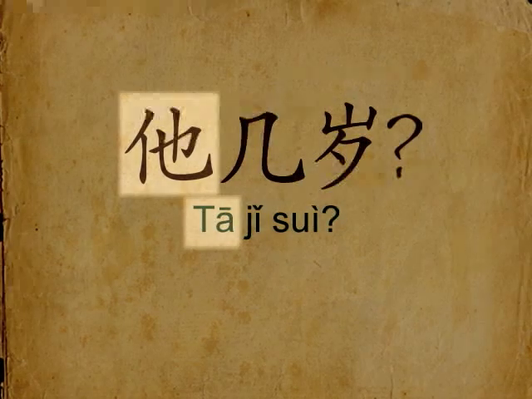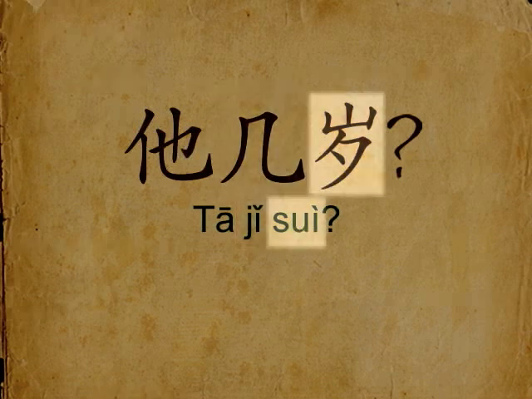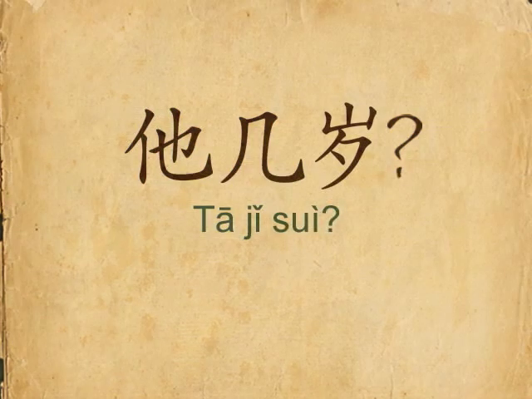You know, 他 means he. 几 with the third tone means how many. Say 几 after me. 几. 几. 几. 他几岁? 岁 with the fourth tone means year of age or years old. Say 岁 after me. 岁. 岁. Again, 岁. Now let's practice 他几岁。Repeat after me.